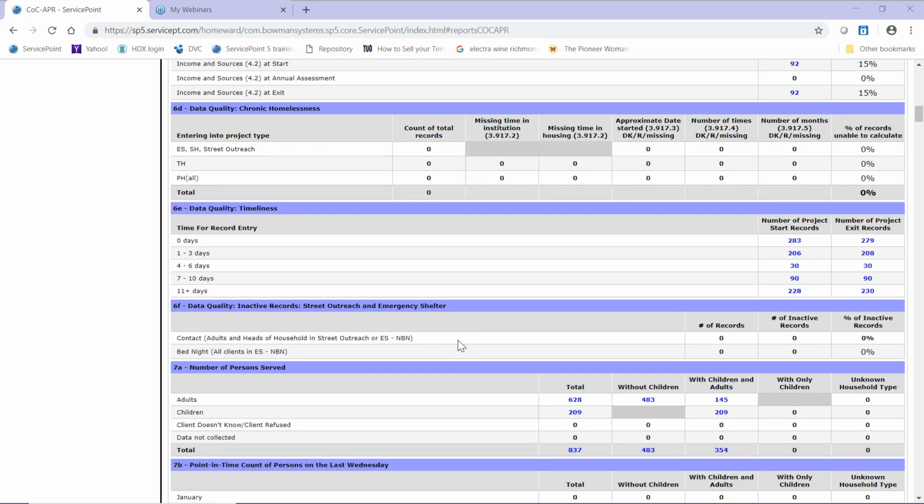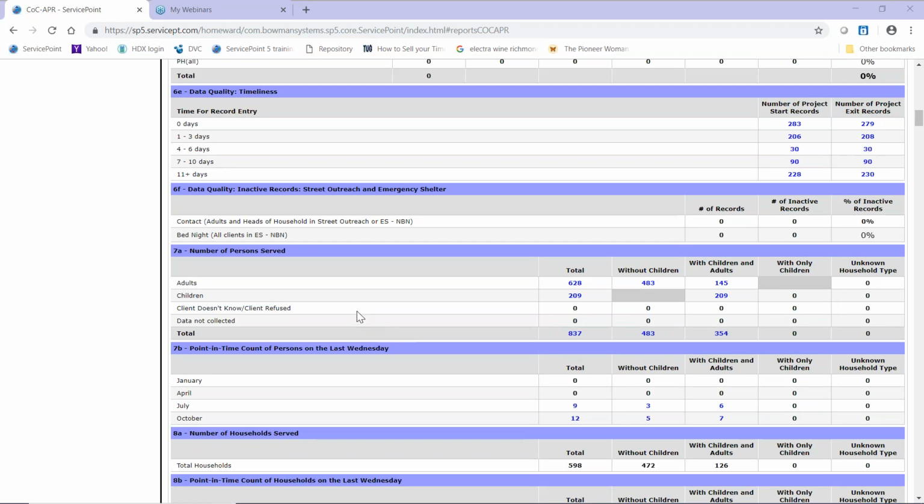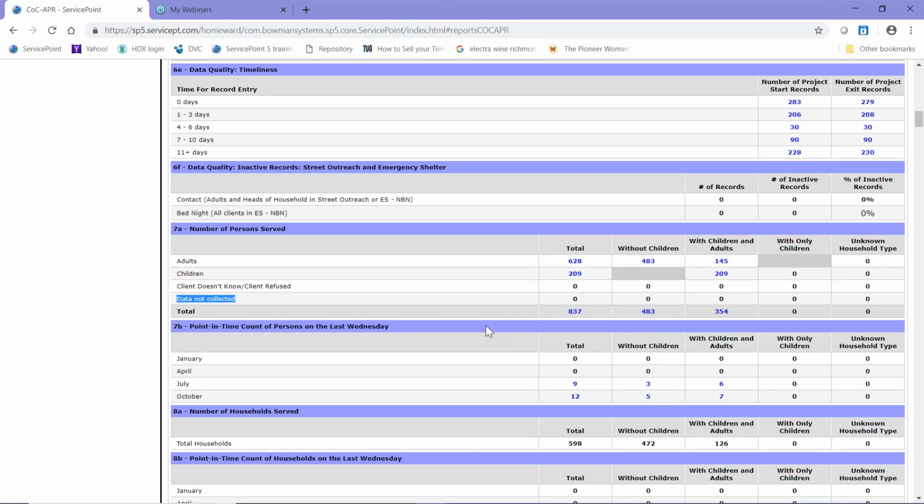Then we have a question on outreach, and if you're not an outreach provider, you're going to have no answers in that question. Question 7A is number of persons served, so we have 628 adults and 209 children. Now, from 7A down, we're going to have a new row called data not collected. Data not collected equals missing data. So if you have answers in this row, you have missing data which you will need to go fix.